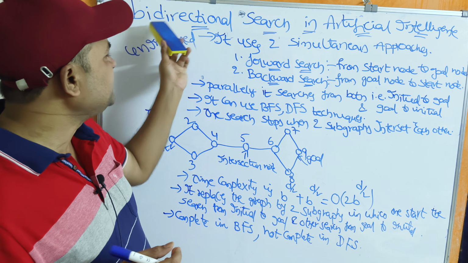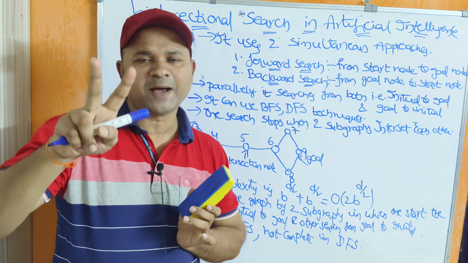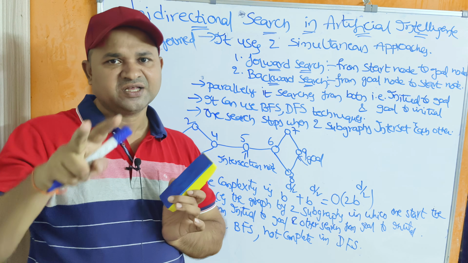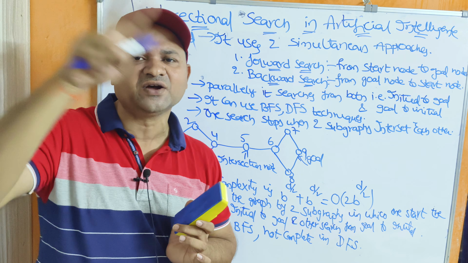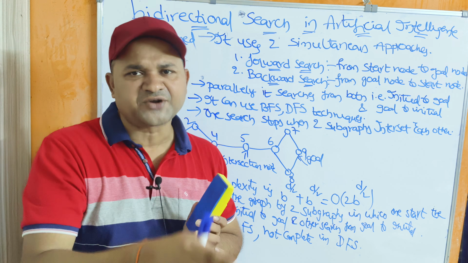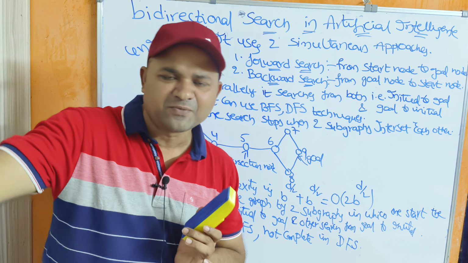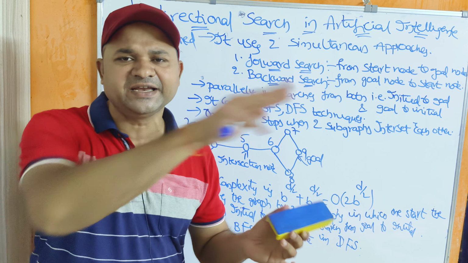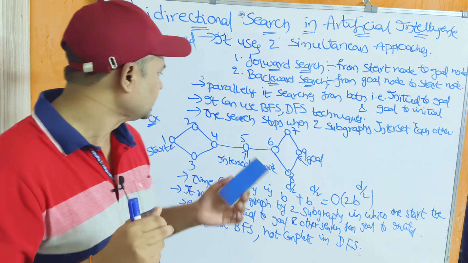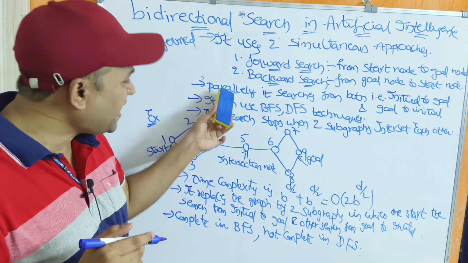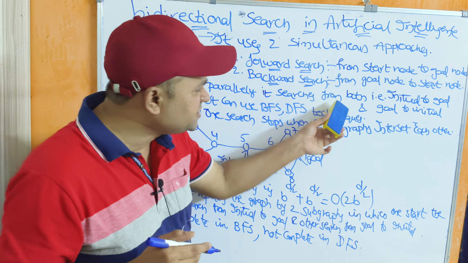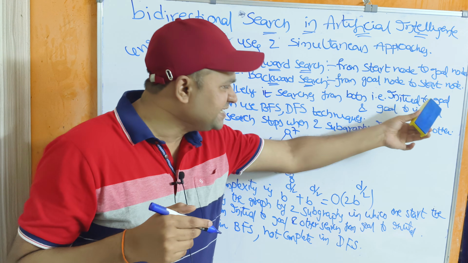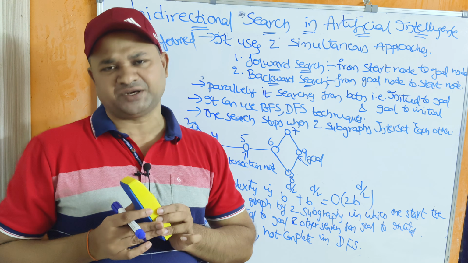So that's why this is named bidirectional. So bi means two directions. The search process will be done in two ways: from start node to the goal node and from goal node to the start node. So parallelly the search will be done in both ways. Okay. Let's see the next point. Parallelly it searches from both, that is initial to goal and goal to initial.